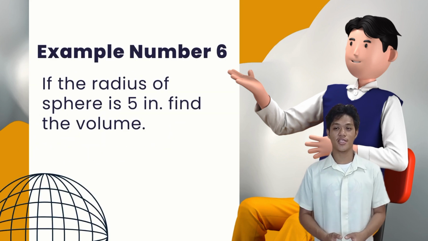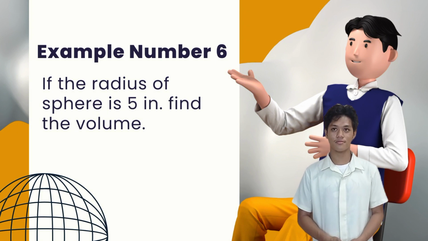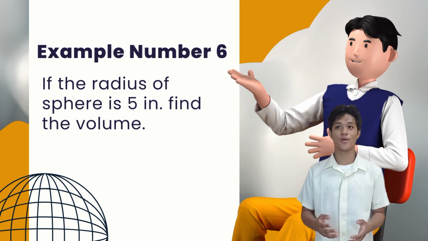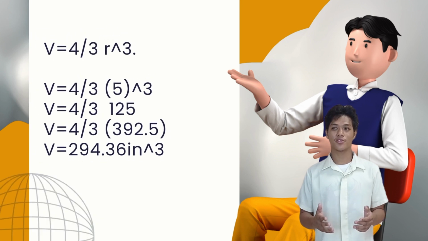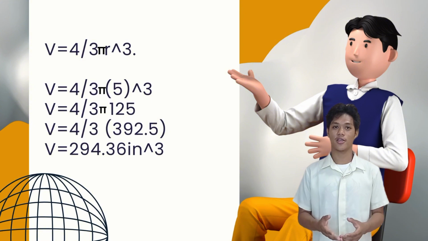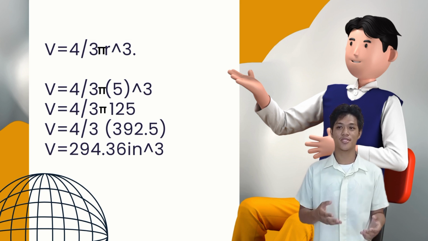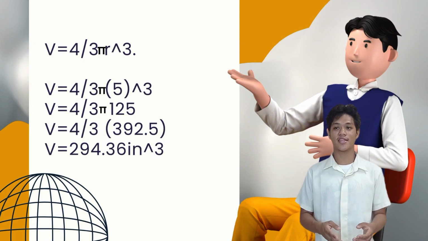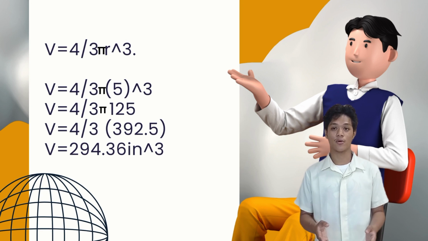Next example. If the radius of a sphere is 5 inches, find the volume. Always remember, our formula is volume equals 4 over 3 pi radius raised to 3. Our radius is 5 inches. Then, let's do it in the given equation. Volume equals 4 over 3 times pi times 5, which is our radius, raised to 3. Let's do 5 raised to 3, we will get 125. Then multiply it by the pi, we will get 392.5. Then multiply it again by 4 over 3, we'll get the volume.